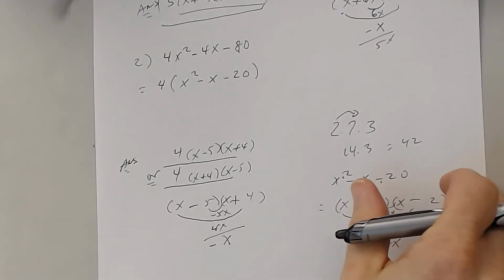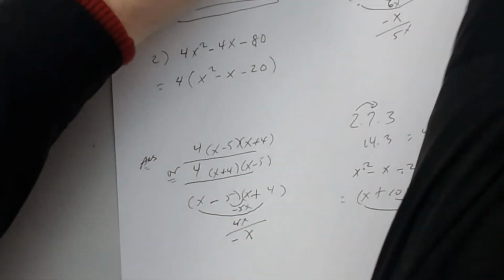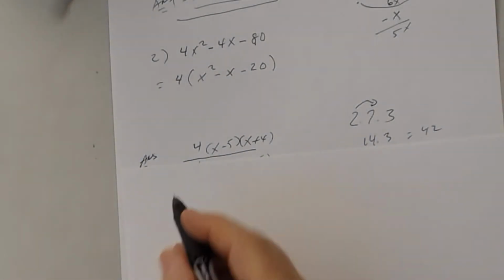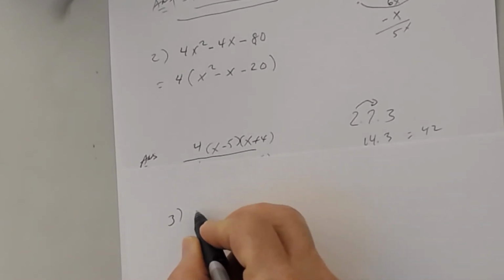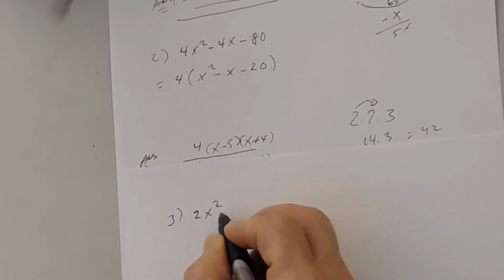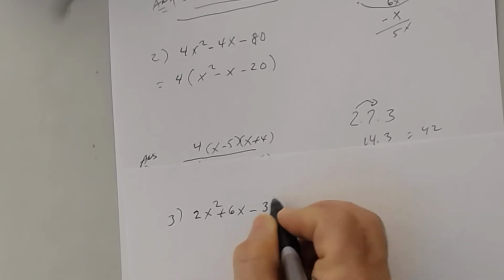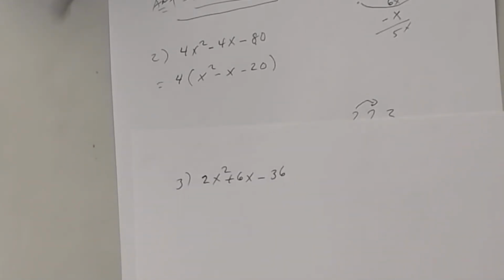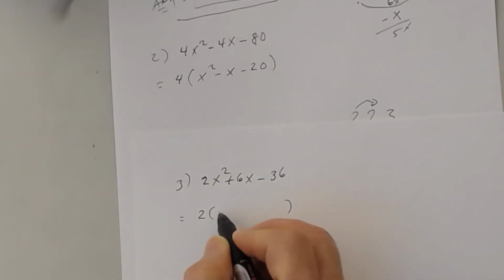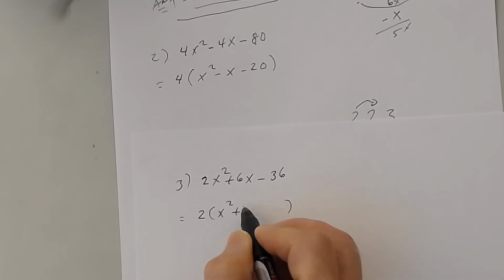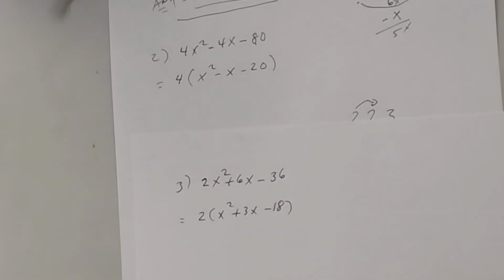All right, let's do one more with this. So it's number 3. Let's suppose you had 2x squared plus 6x minus 36. All right, what's the first thing you're going to do? GCF. What's the GCF? 2. So you factor out a 2, what do you get? 2 times x squared plus 3x minus 18.